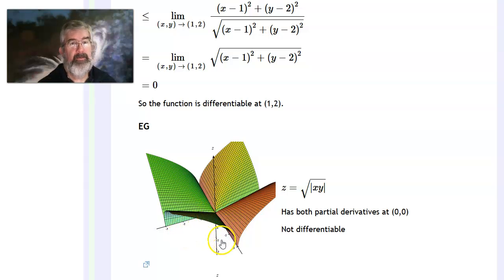And so that limit is not going to be 0. I mean, if you came in along the x or the y-axis, you'd get 0 because the linear approximation is perfect along the x and the y-axis. But out here, it's really not good at all. So this is not differentiable at 0, 0. The linear approximation is not a good approximation. Okay.